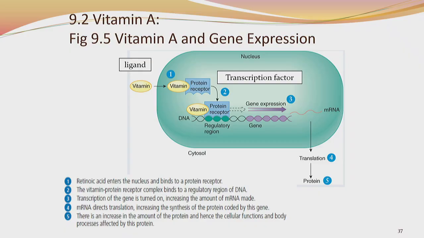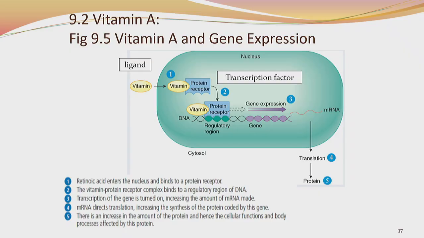The protein receptor and the vitamin become what we call a ligand, or you can call them a vitamin protein complex. Then they copy that information, and it goes through the process of translation till we get a protein. So this is listed up here. First of all, we have retinoic acid, which is a form of vitamin A, as we saw yesterday. It goes into the nucleus, and then it binds to a protein receptor.